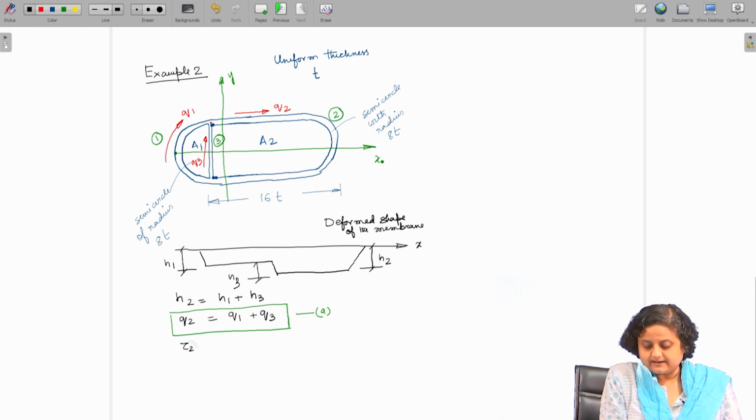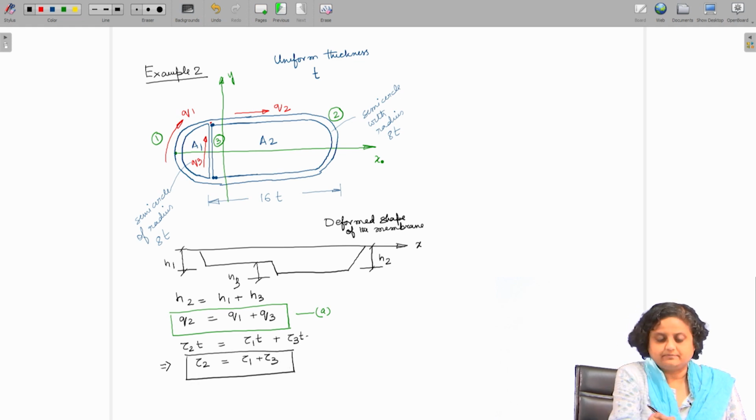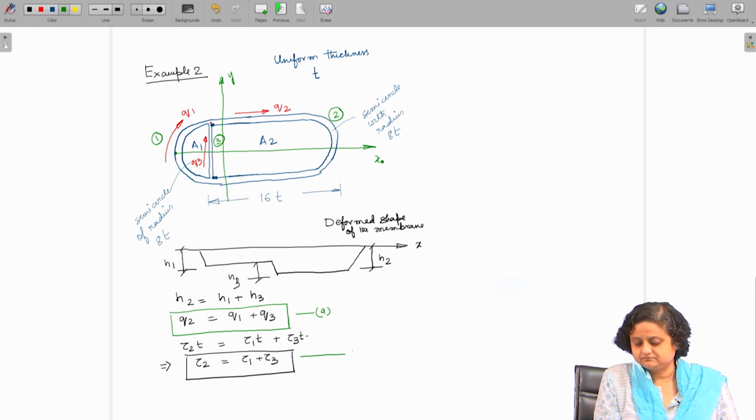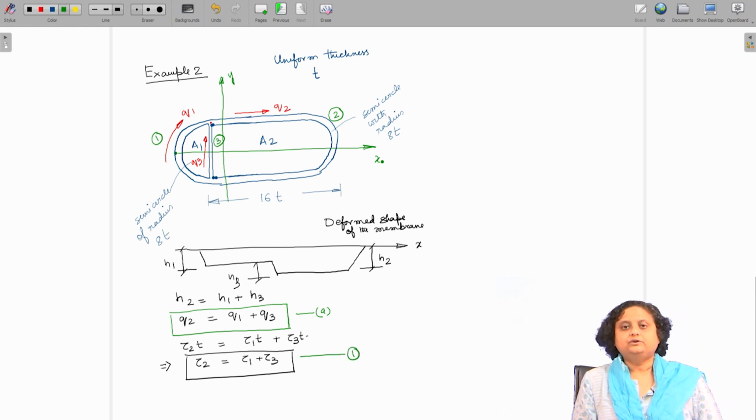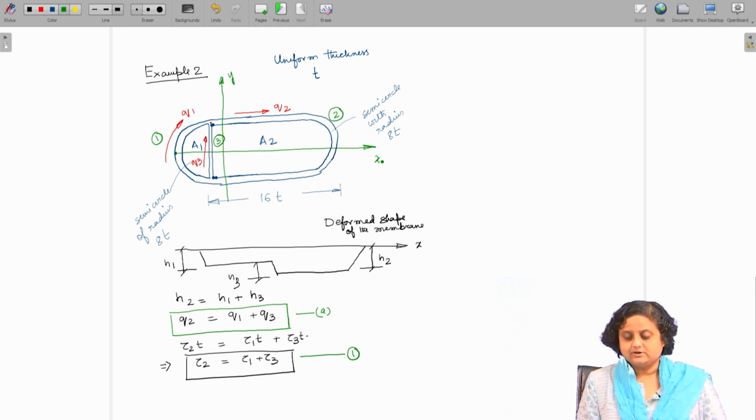Q2 can be written as tau 2 into T because we have uniform thickness T. Q1 can be written as tau 1 into T and Q3 can be written as tau 3 into T. Now, from this expression we get tau 2 equals tau 1 plus tau 3. So, this is going to be our equation 1.